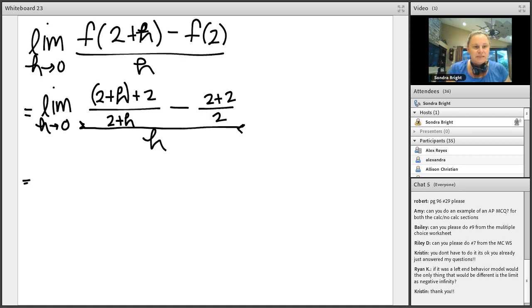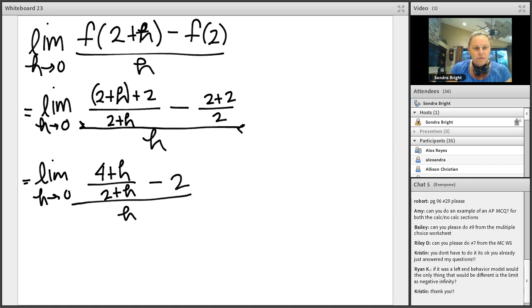So this is the limit as h goes to 0. Your goal is to get that h in the bottom to go away. So that ends up being 4 plus h all over 2 plus h, minus 4 divided by 2, which is 2, still all over h. To subtract these fractions on the top, you need a common denominator. So I'm going to write it like 2 over 1, and then multiply top and bottom of this fraction by 2 plus h, so that I can subtract.